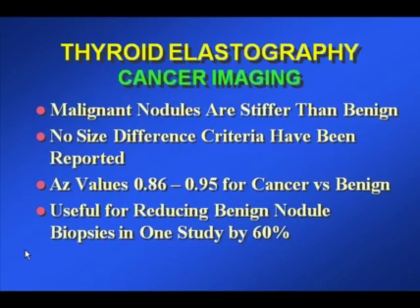So for cancer imaging, thyroid cancers are stiffer than benign lesions, just as they are in the breast. Currently, no size difference criteria have been reported, so you're depending alone on the stiffness of the material. The areas under the ROC curve values range between 0.86 and 0.95 for distinguishing cancer from benign lesions. It appears to be useful for reducing benign nodule biopsies. One study reported a reduction of 60% in the number of benign nodule biopsies when elastography was employed. So that's a pretty promising start.